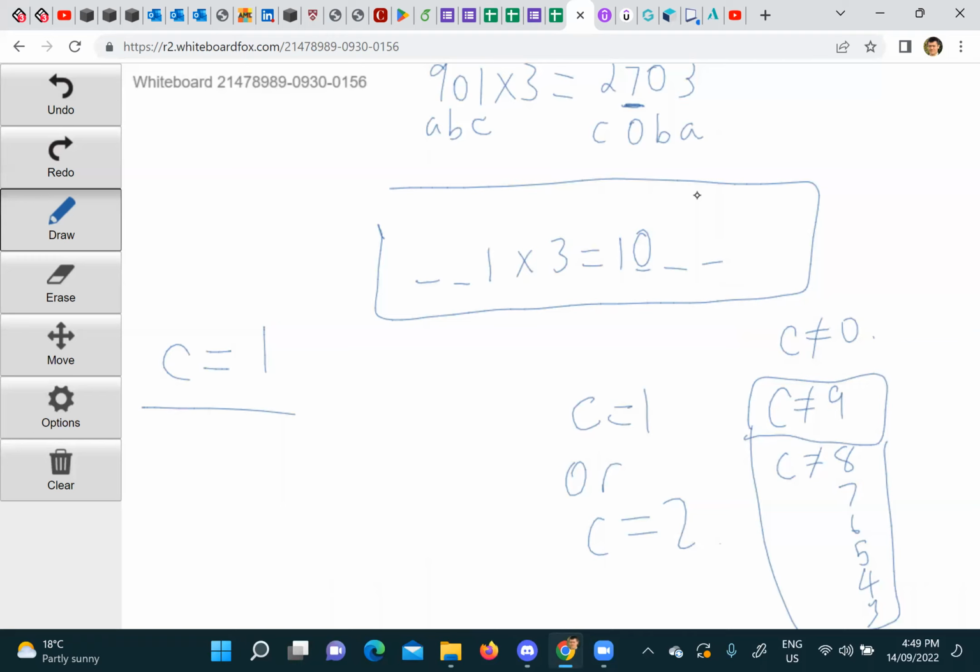Okay, so can we just try to see what to do from here? Just focus on this. The last digit is 1, yeah? When you times it by 3, the first digit of the answer is 1, the second digit is 0, and then there are 2 other digits. What can we deduce from here?